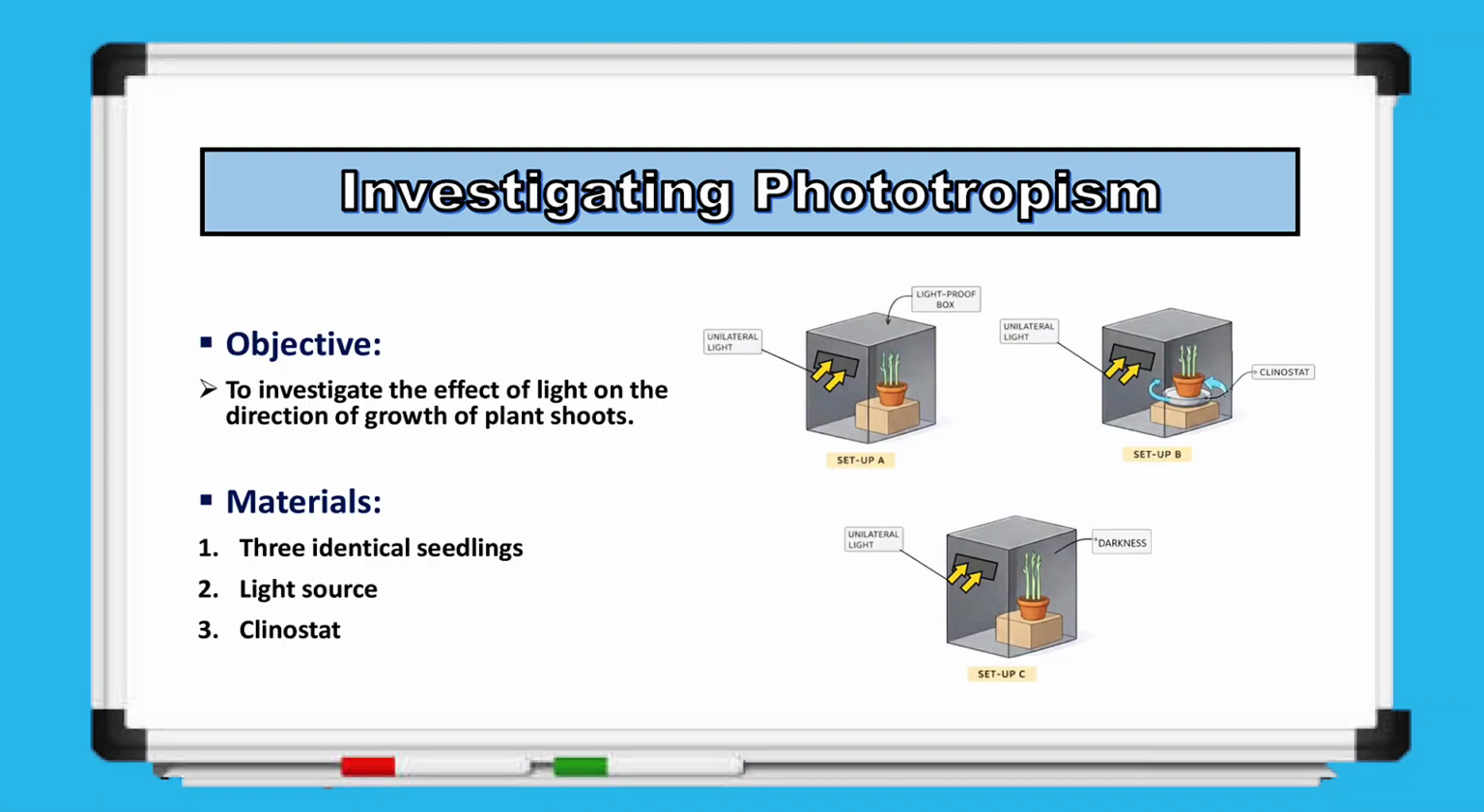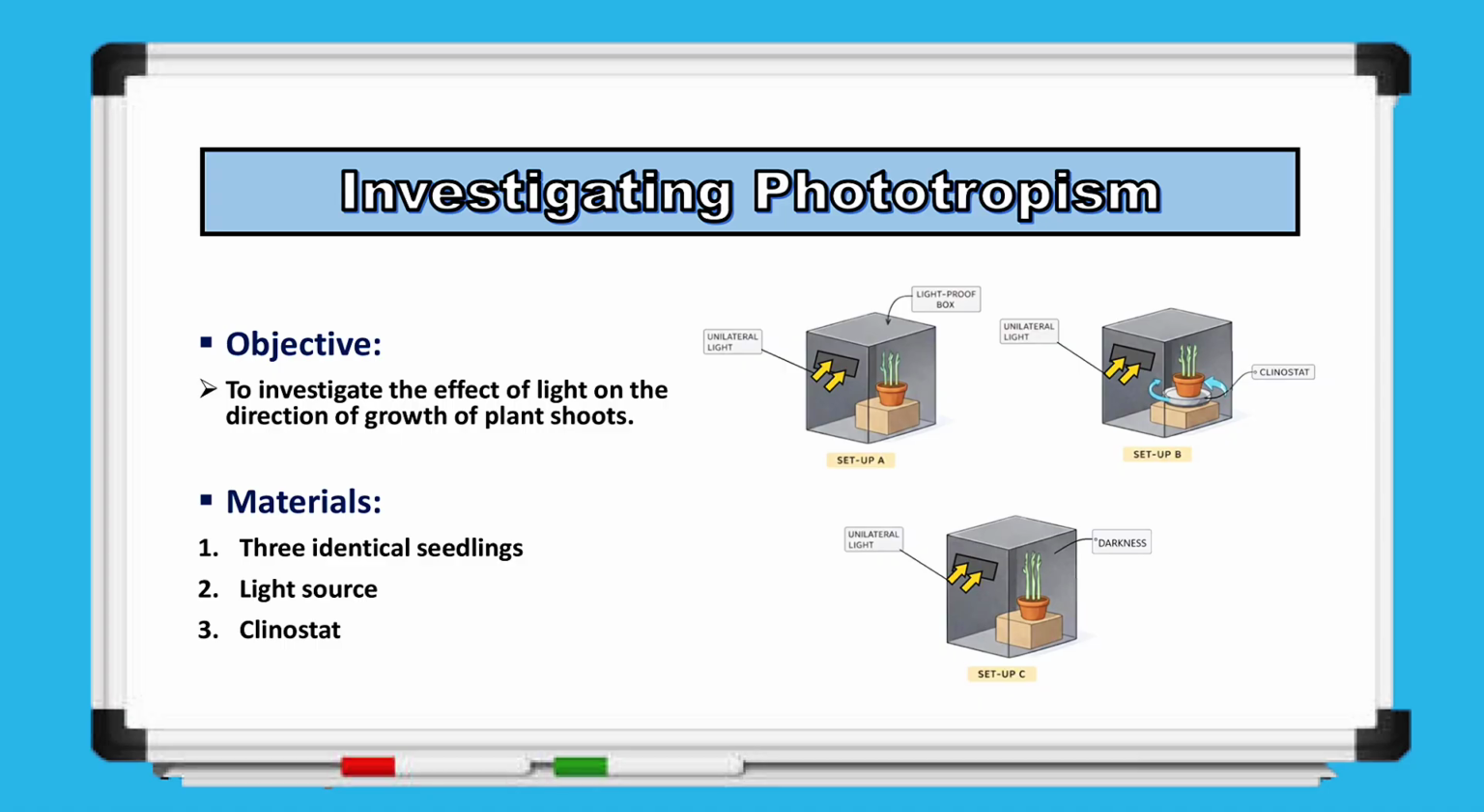Now we move on to investigating phototropism. In this experiment, 3 identical seedlings are placed under different environmental conditions to observe how light affects the growth direction. In the first condition, setup A, the seedlings are exposed to light coming from only one direction. In the second condition, setup B, the seedlings are placed on a clinostat that rotates slowly, allowing light to reach all sides of the shoot equally.